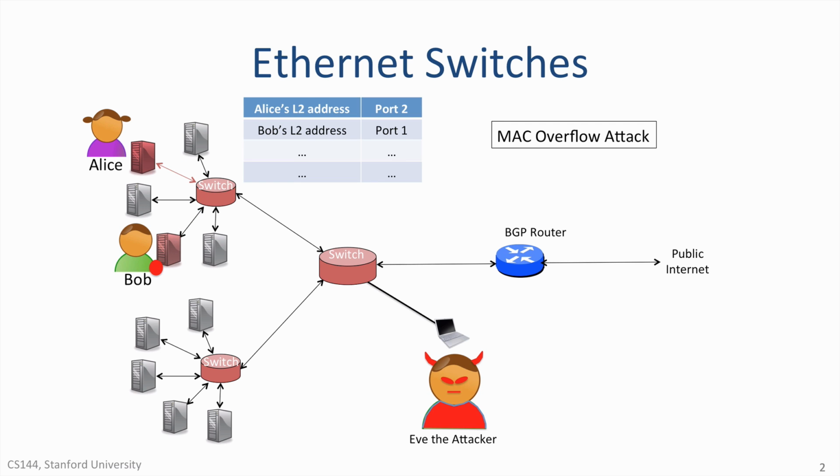As you'll remember, and just as we saw in the last video, Eve is going to send lots of Ethernet packets with new addresses to force the forwarding tables in the switches to overflow, so that Alice's traffic to Bob is going to be broadcast. Eve will then be able to eavesdrop and listen in on the traffic. Let's see how this works.